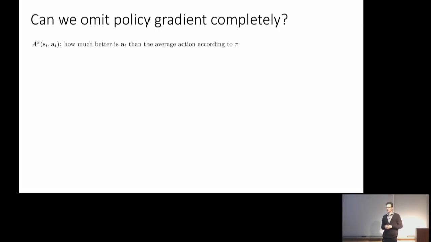So to try to figure out how we might do this, let's go back to the definitions of some of these objects. We have our advantage function. Our advantage function is a function of state and action that tells us how much better is the action a_t than the average action. And average under what? Well, average under the policy pi that you used to fit that advantage function.